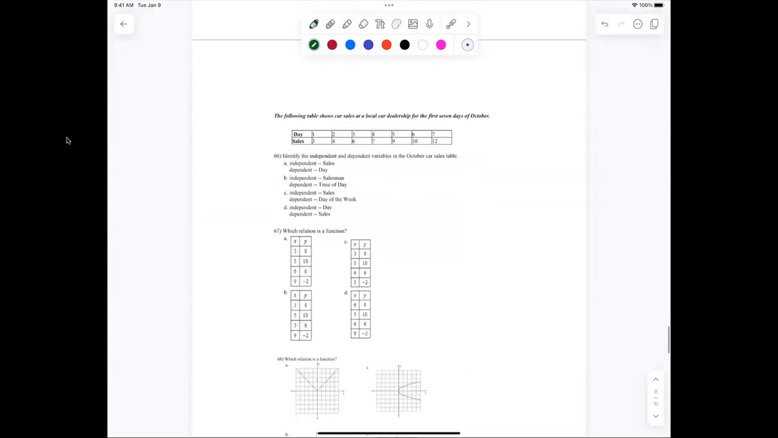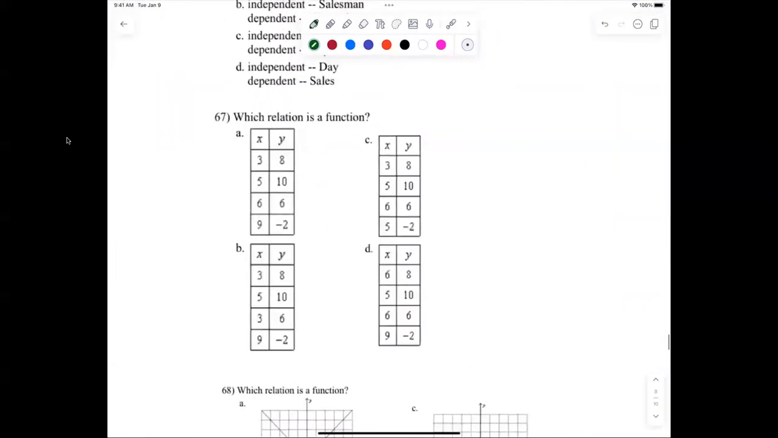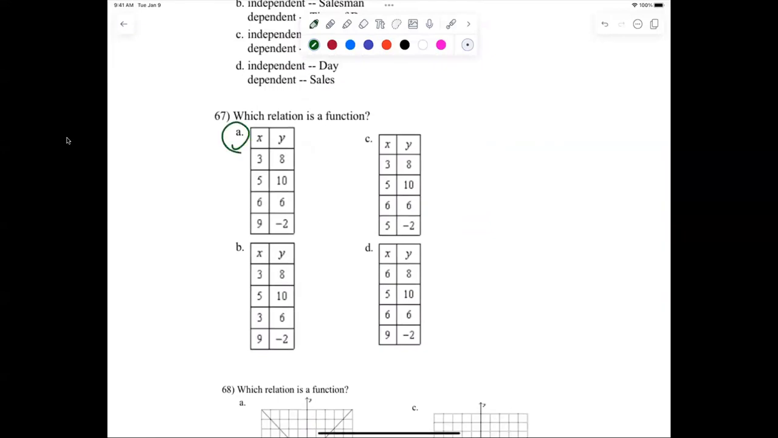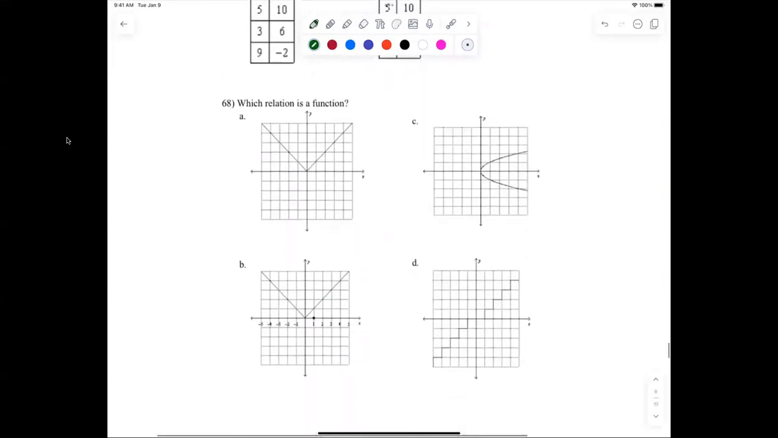Let's knock out 67. Which relation is a function on 67? Mr. Grieb, good for you. A. A is the answer. Very nice work, buddy. Very good. Come on, no daydreaming. We're doing really good. All right, let's knock out 69.